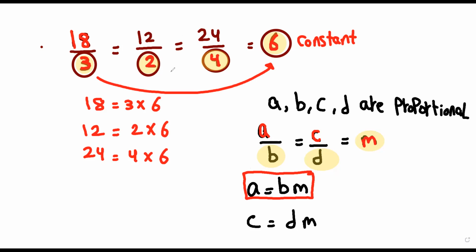And if I want to get 12, it's 2 multiplied by the constant. And 24 is 4 multiplied by the constant. So we will do the same here. If I want to get A, so A equals BM and C equals DM.